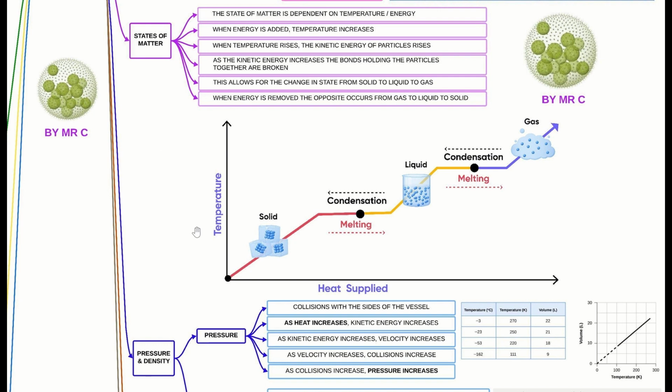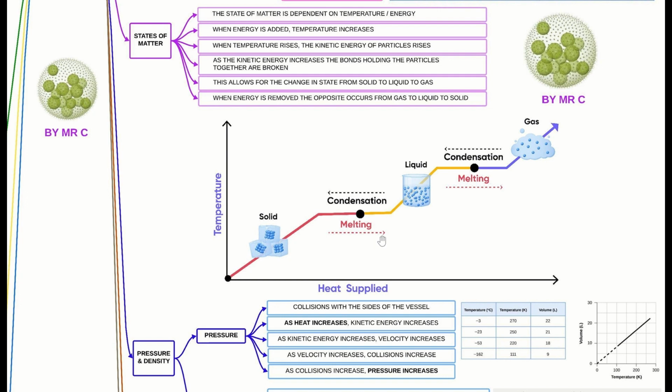Here is a beautiful graph that you should all know that shows you the amount of heat supplied versus the temperature. Down here we have solids, and solids, as they're heated, will increase in temperature up to a point. Even though the heat is still being applied, it will not change temperature as we undergo the change of state. In this case, going from solid to liquid is called melting.